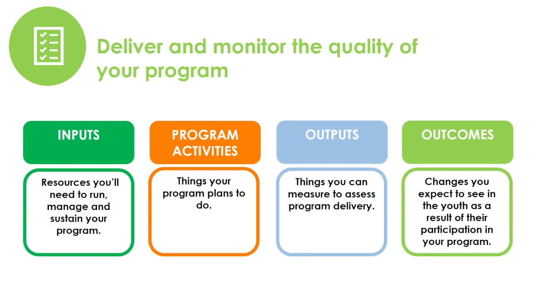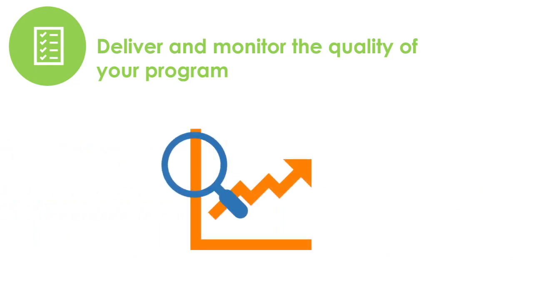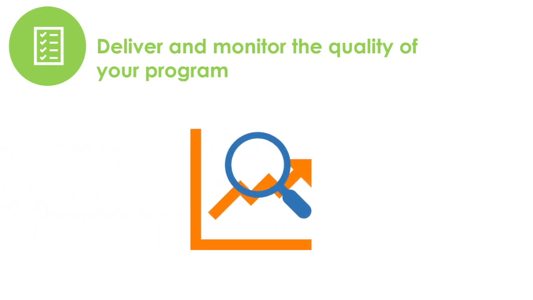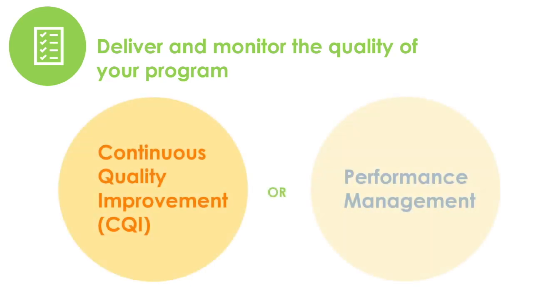Let's take a closer look at what it means to deliver and monitor the quality of your program. In addition to delivering your program as described in your logic model, you'll want to develop a system for collecting and reviewing program data on a regular basis so that you can use that data to make improvements to your program. You might have heard these systems referred to as continuous quality improvement or performance management. This is different than a program evaluation, which generally only happens once or once in a great while.